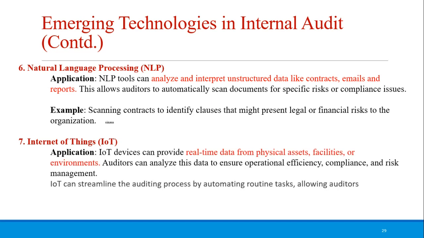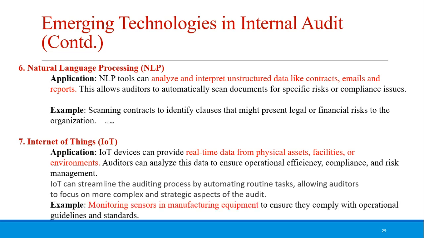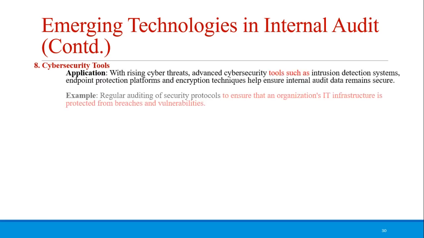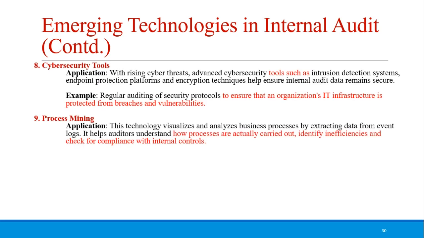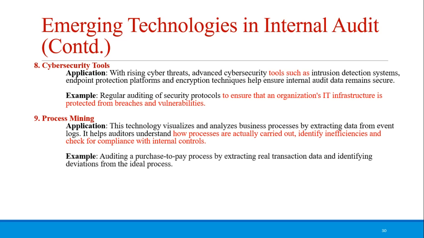Internet of Things: here it is real-time data from physical assets, facilities, machines. They are able to give real-time data. So this IoT is really helping auditors in getting routine data to analyze, monitoring sensors in manufacturing equipment. And then cybersecurity tools: plenty of tools are there now for cybersecurity. A lot of platforms are also being introduced for protection. So they are becoming very useful for the IT infrastructure.